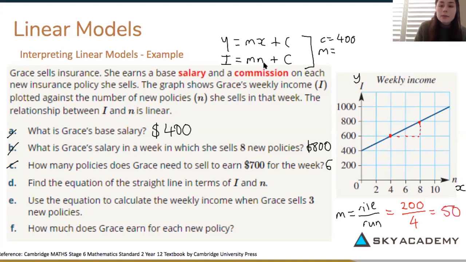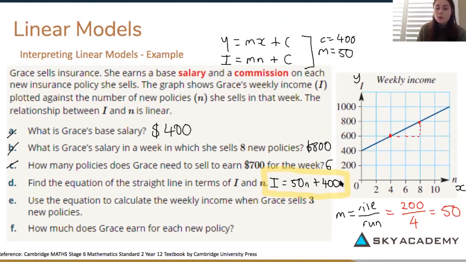So now I can write my equation here. I, or income, is going to equal 50N plus 400. When you look at this equation, the y-intercept is normally the fixed term or the base salary or whatever you get no matter what. So no matter what, we're going to get 400. That is fixed. Regardless of the number of policies we sell, even if we sell 0, we get 400, because that is our fixed value. So that is always going to be 400.